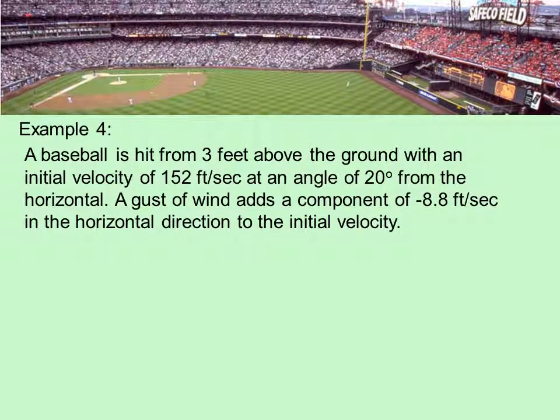Example: a baseball is hit from 3 feet above the ground with an initial velocity of 152 feet per second at an angle of 20 degrees from the horizontal. A gust of wind adds a component of negative 8.8 feet per second in the horizontal direction to the initial velocity.